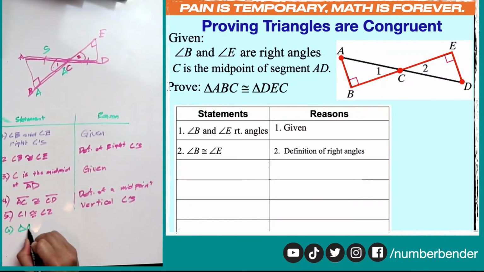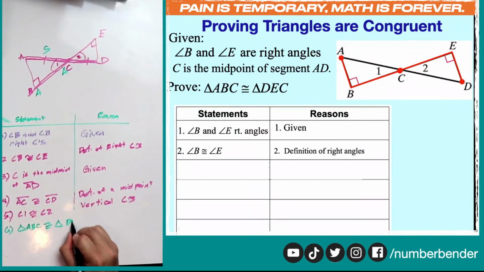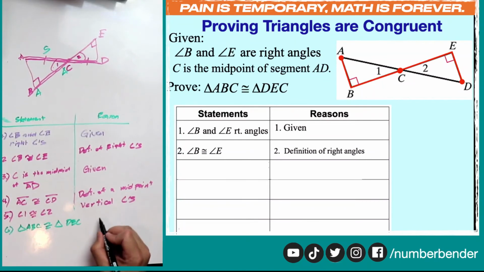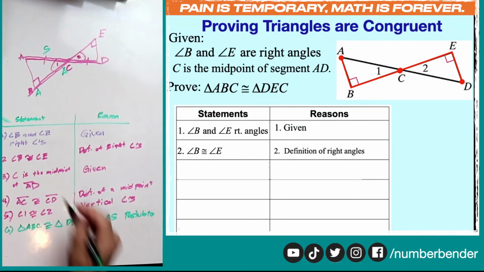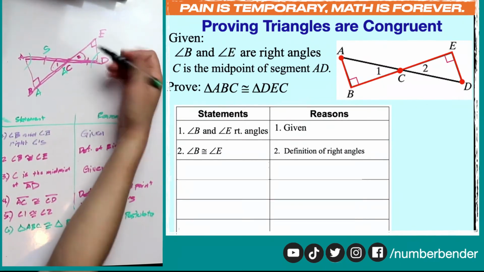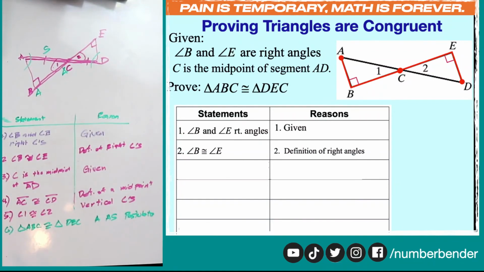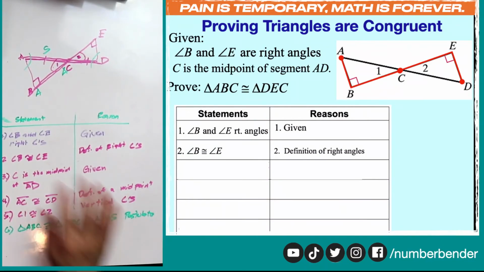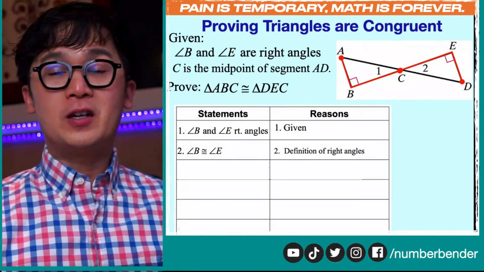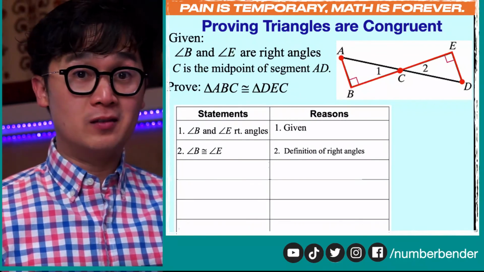triangle ABC is congruent to triangle DEC because of the AAS postulate. And we can also use another reason why they are congruent. If you can remember the third angles theorem, this and this can also be congruent because of that particular theorem. But since we are now able to prove that they are congruent after line 6, we will stop here, and we know that we're able to prove that those two triangles are indeed congruent.